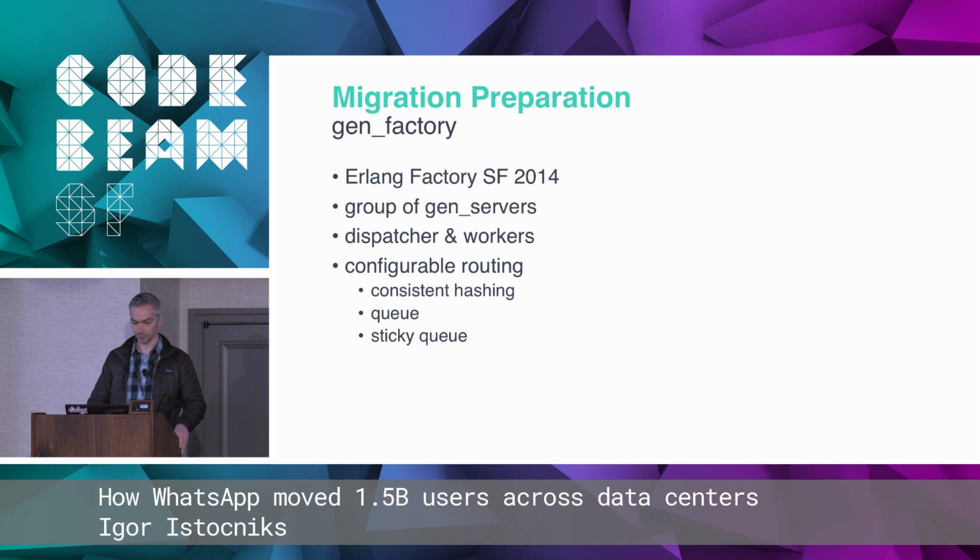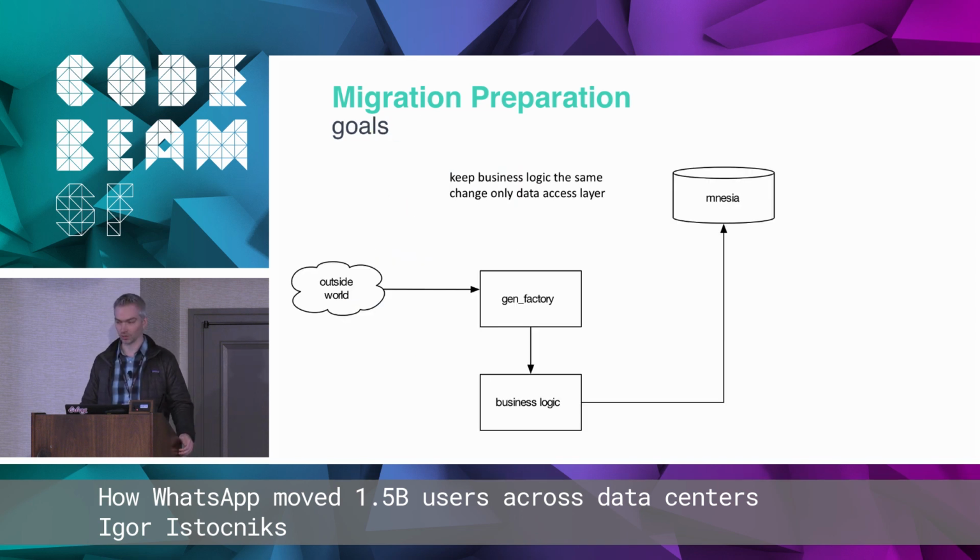All right. We know what Gen Factory is. Now we need to know what our backend looks like internally. The way it works is there is a Gen Factory that gets requests from outside. Once it gets a request and validates it, it executes some business logic, and that business logic talks to Amnesia, which is local on the same node.